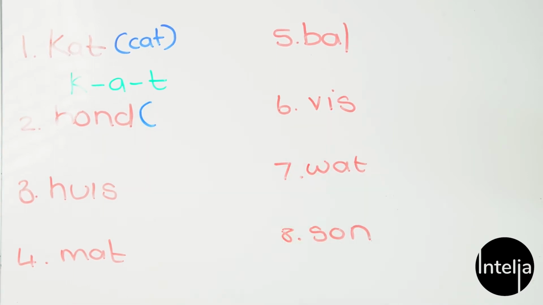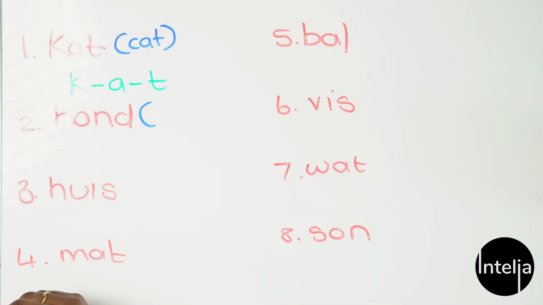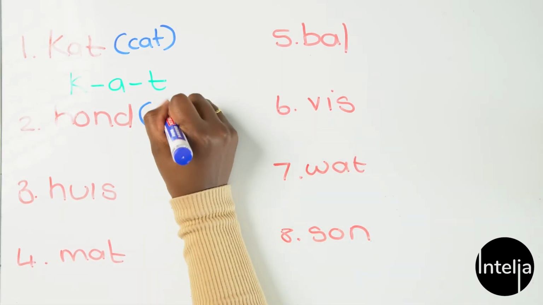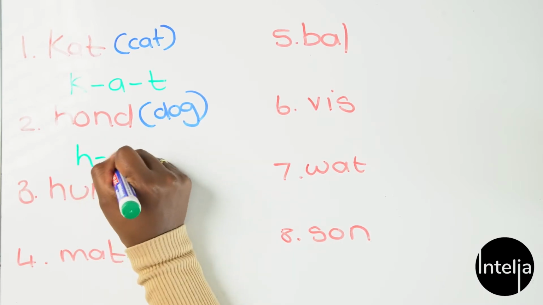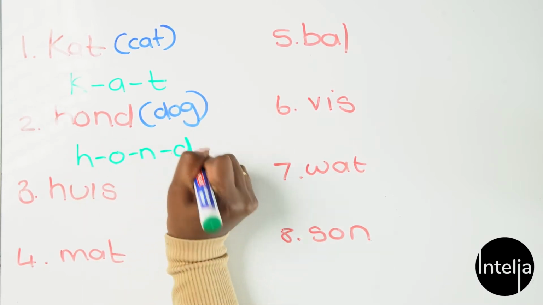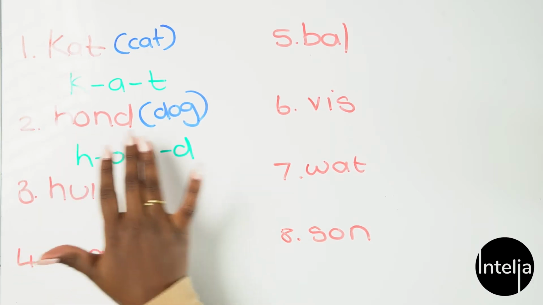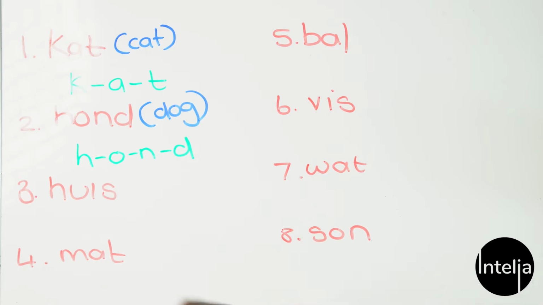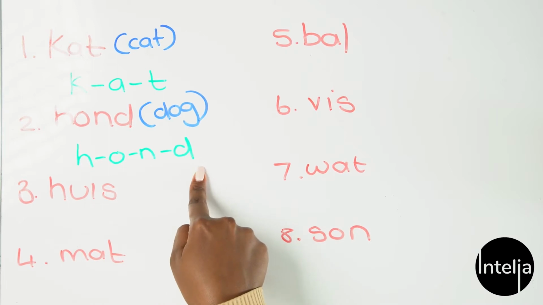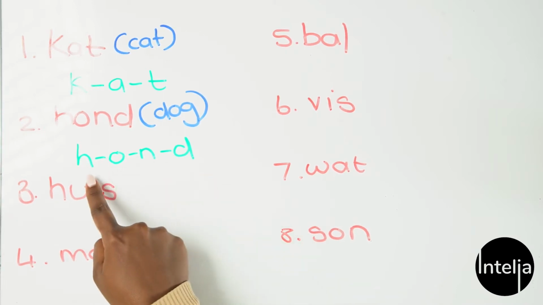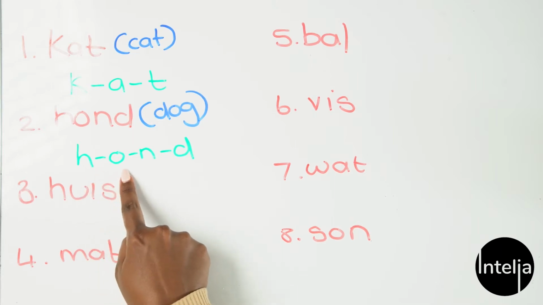What do you think hond is in English? That's right, hond is a dog. And how we pronounce it? That is ho, o, n, d. Okay? So, hond is dog. And how we pronounce hond is ho, o, n, d. Hond. Let's say that again. H, o, n, d.